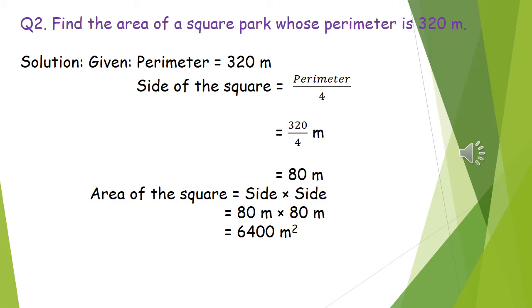Once we get the side of the square, the area of the square will be side into side. That means 80 meter into 80 meter, 6400 meter square. Once again, look at the unit of area, that is meter into meter, that is meter square.